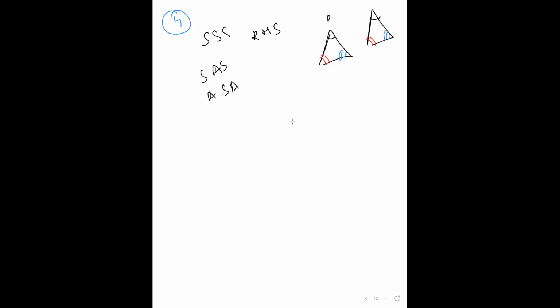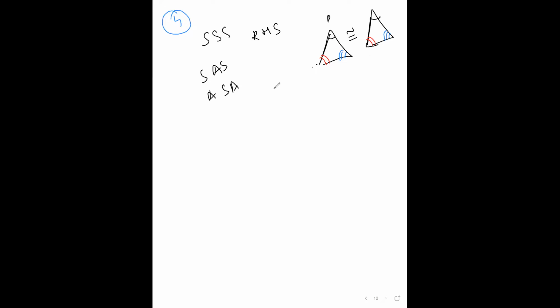Are they congruent or not? They are congruent. So that's what he's saying, that they are congruent by the A congruence rule, that means angle. Can we say that they are congruent or can we not say that they are congruent? They are congruent. How? Because all the angles are equal. Okay.